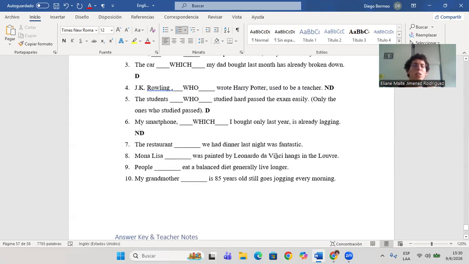The restaurant where we had dinner last night was fantastic. This is where. The restaurant where. If we say the restaurant was fantastic, we are going to ask ourselves, what restaurant? Or which restaurant? Where we had dinner last night. So this is crucial. This is defining, definitely.